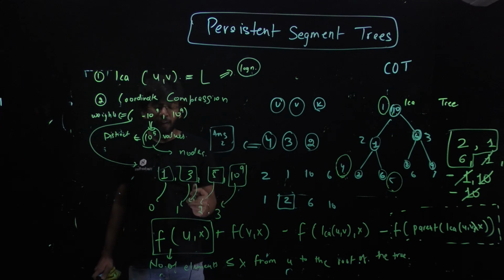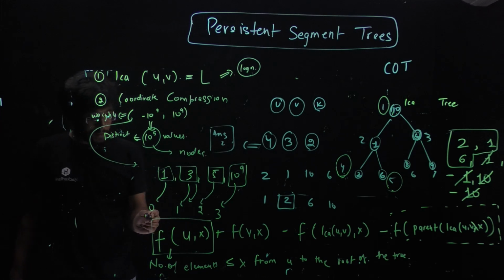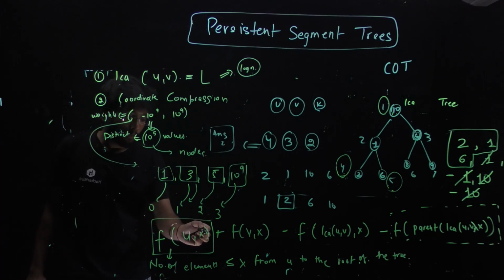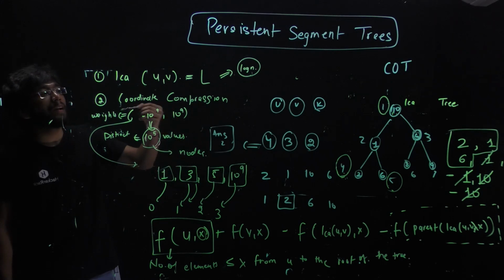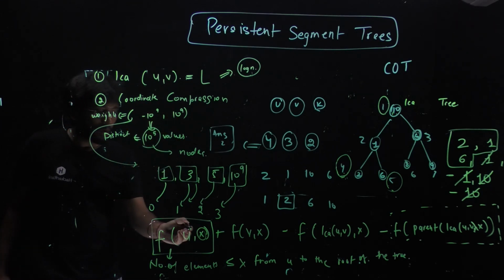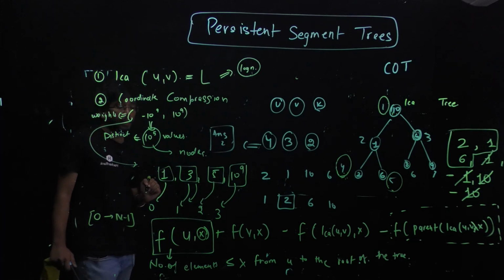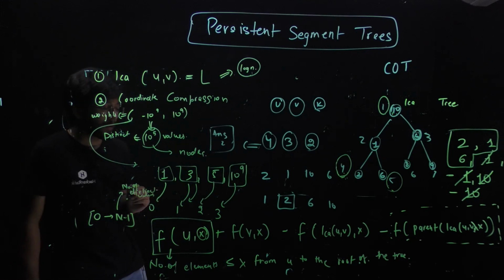So if we have some function f which can do this for us, then we just need to binary search. We need to binary search for all the x values, and since the x values have been compressed now, I need to binary search for all the x values in the range 0 to n minus 1, where n is the number of distinct values. And this gives me the solution.